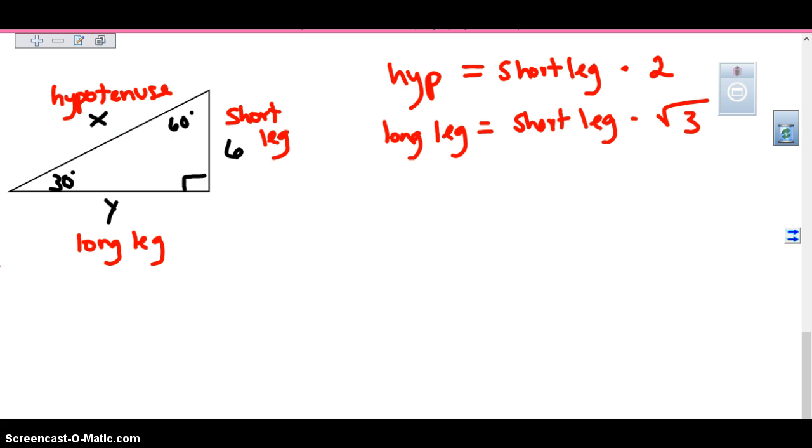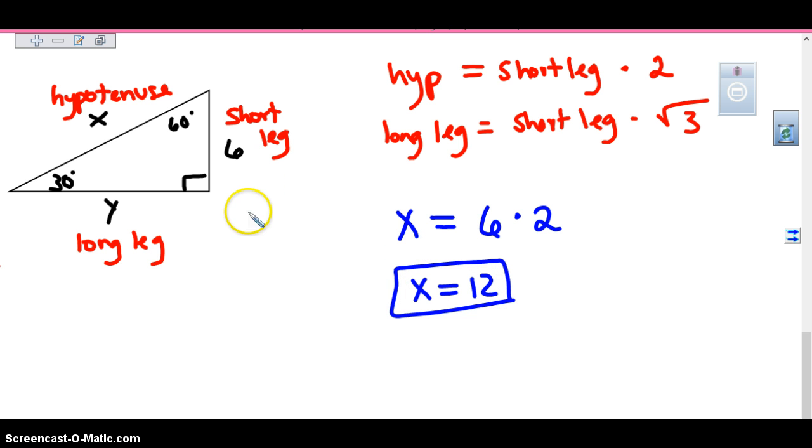Can we find x? So if x is the hypotenuse, we can say x is equal to the short leg times 2. What does the short leg equal? 6 times 2. That means x equals 12. So we found the hypotenuse as 12. Can we find y? So y is the long leg, and the long leg is equal to the short leg times the square root of 3. Means y equals 6, the short leg, times the square root of 3.